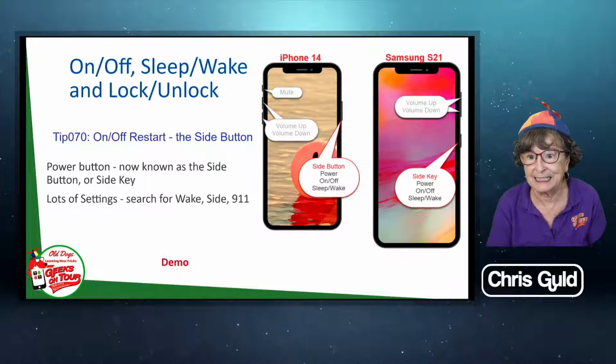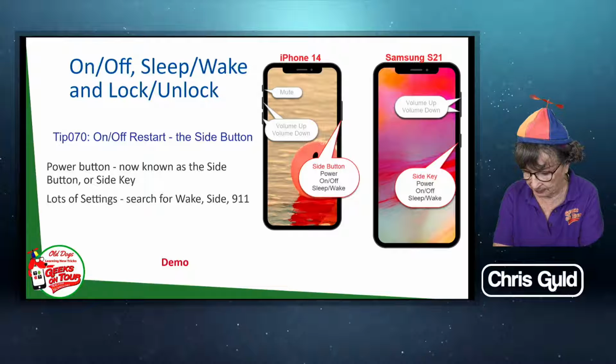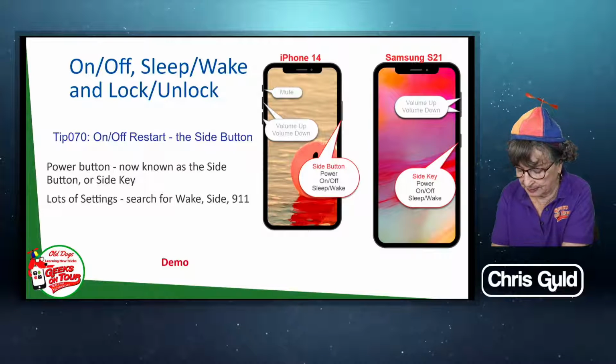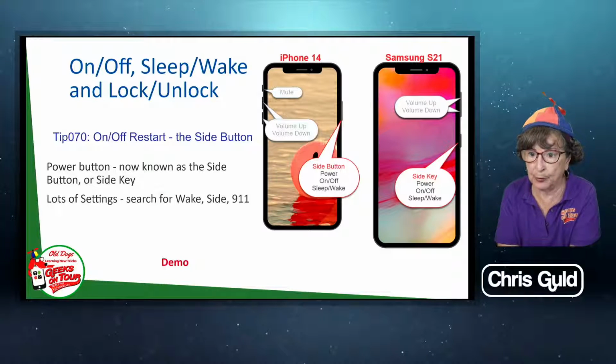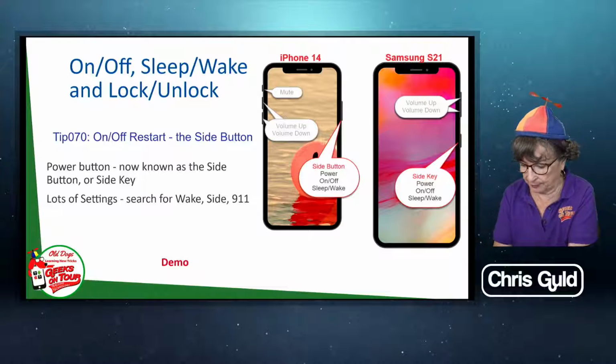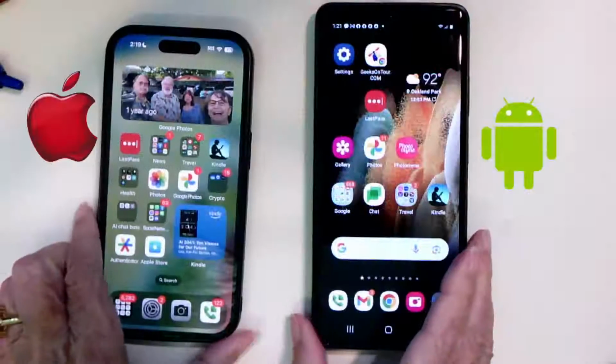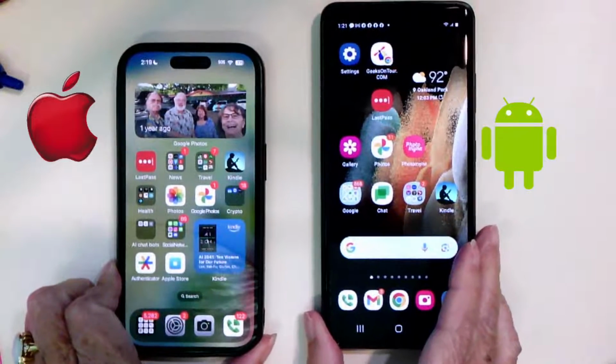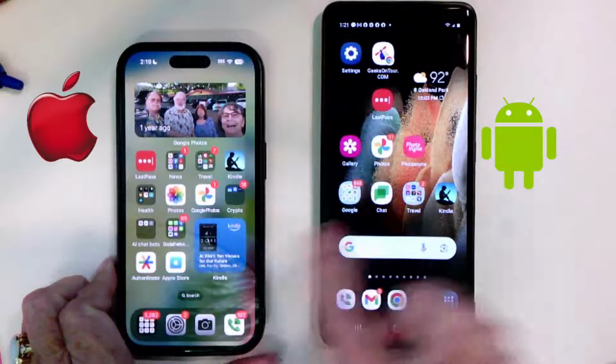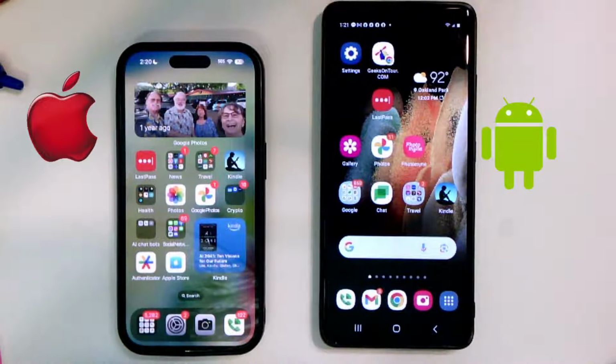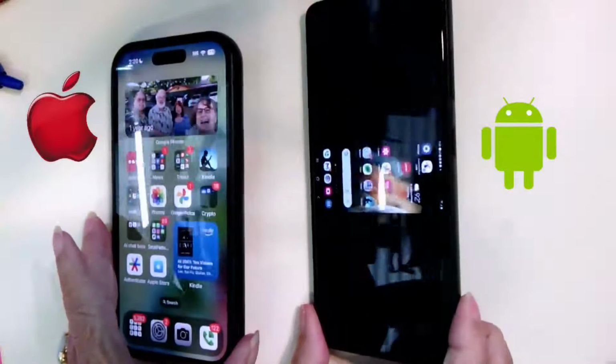On, off, sleep, wake. Okay, so for this, I'm going to be showing you both the iPhone and the Android side by side. Let's see how this can work here. So this is the Android, that's the iPhone. They're on, right? That's obvious. They are both on. So it's this one button on the side.